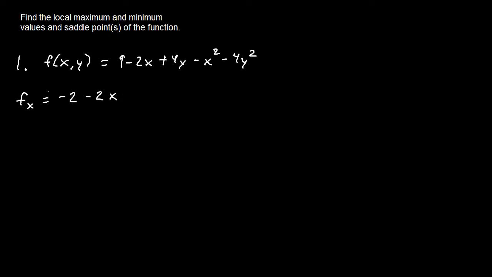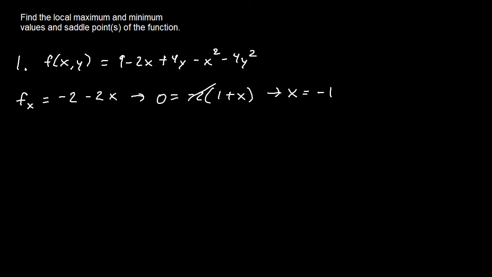If we set this partial derivative equal to 0, we get 0 = -2 - 2x. Now I'm going to factor out a -2 there, so we get -2 times (1 + x). If I divide over the -2, it'll cancel. And so if 1 + x = 0, that tells us that x = -1.